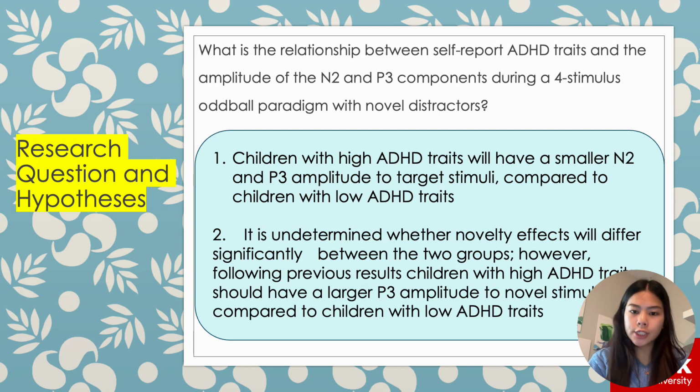Moving forward to my research question and hypotheses, my research question is, what is the relationship between self-report ADHD traits and the amplitude of the N2 and P3 ERP components during a four-stimulus ALBA paradigm with novel distractors? My first hypothesis is children with high ADHD traits will have a smaller N2 and P3 amplitude to target stimuli compared to children with low ADHD traits. My second hypothesis regarding novelty is it is undetermined whether novelty effects will differ significantly between the two groups. However, following previous research, children with high ADHD traits should have a larger P3 amplitude towards novel stimuli compared to children with low ADHD traits.